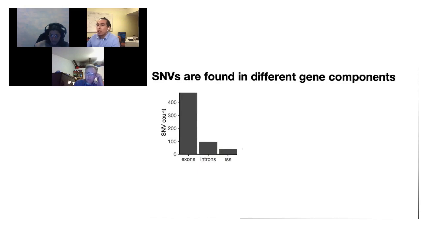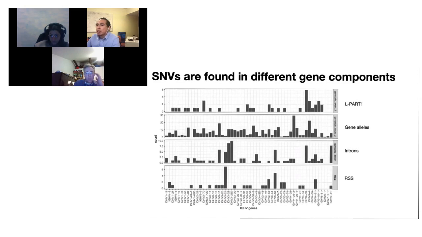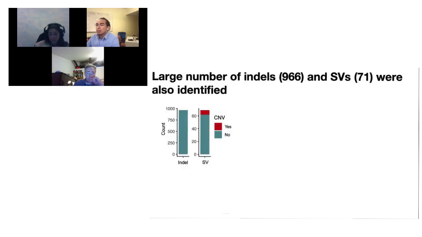Overlapping the SNPs with genes, we observed that many overlap different gene components. Interestingly, when this is viewed at a gene level, not all genes contain the same number of SNPs. For example, IGHV 4-39 contains more SNPs in LPAR1 than any other gene. IGHV 4-30-2 has the most SNPs within the gene allele coding sequence. IGHV 3-23 has the most SNPs in its introns, and V3-21 has the most SNPs in its RSS sequence.